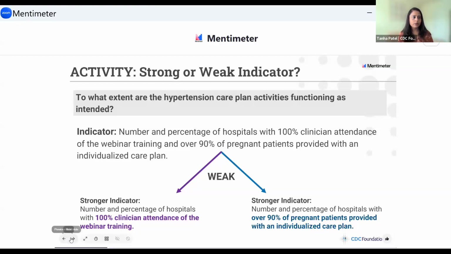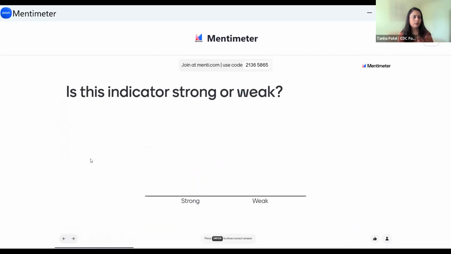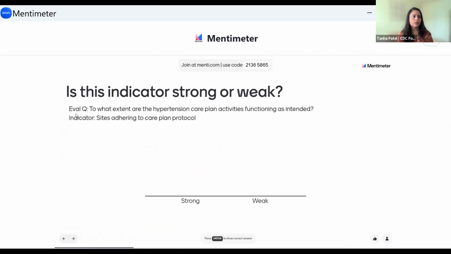So let's try one more. Let's do another one. All right, so this one, you have the same question. To what extent are hypertension care plan activities functioning as intended? And the indicator is sites adhering to care plan protocol. Is this a strong or a weak indicator?